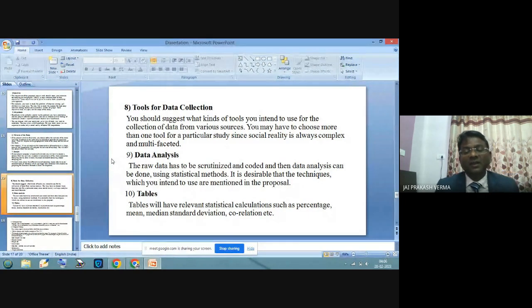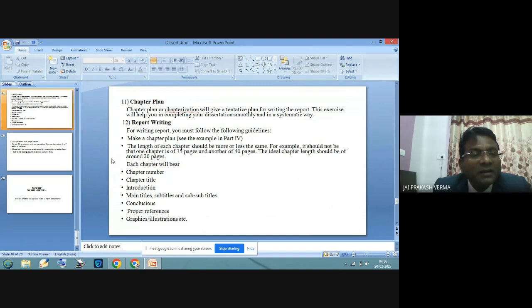These are the statistical tools which must be involved in your study, in your research design. So tables must be there. Chapter plan is also very important. Chapter planning, chapterization will give a tentative plan for writing the report. The exercise will help you complete your dissertation smoothly and in a systematic way.